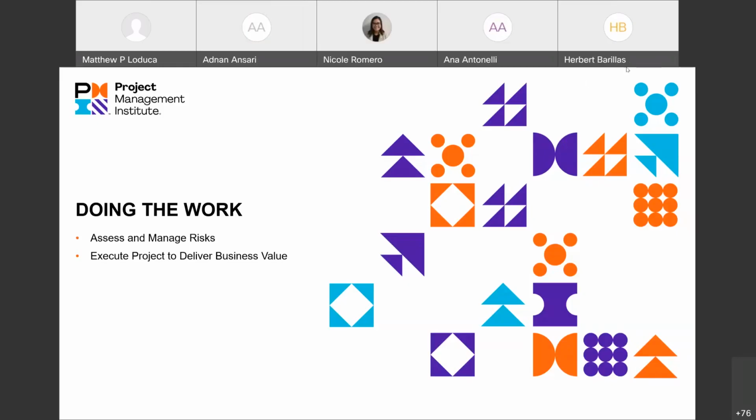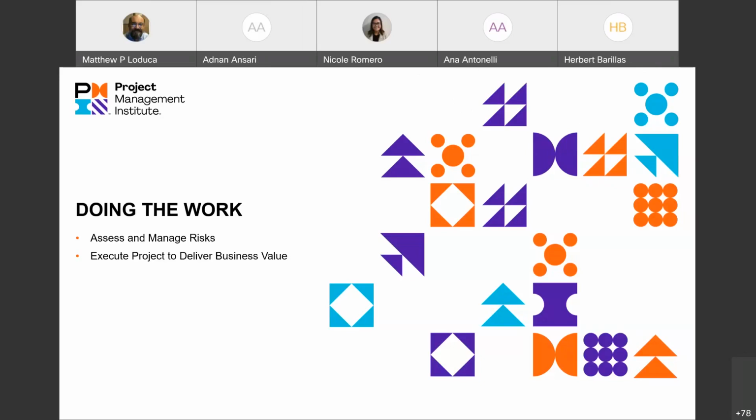Okay, so like I was saying, assess and manage risk is one of my favorite topics. It's a short topic, it's a short deck, but there's a lot of stuff in here that we want to talk about. Let me get that out of the way. When I talk about risk management, I like to say that it's what separates the good PMs from the really great PMs.